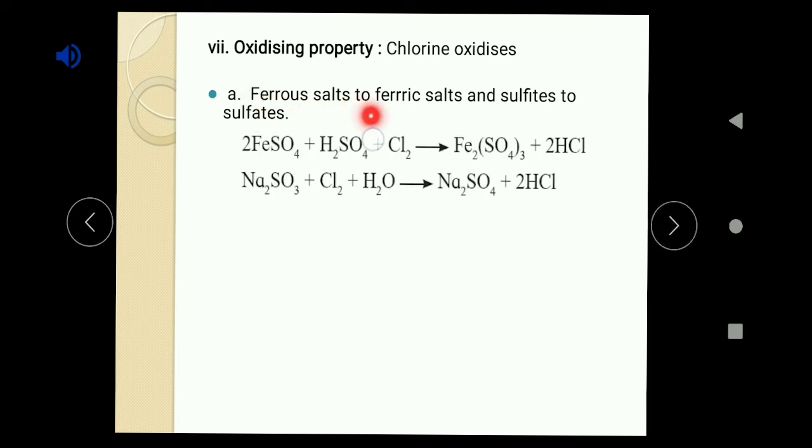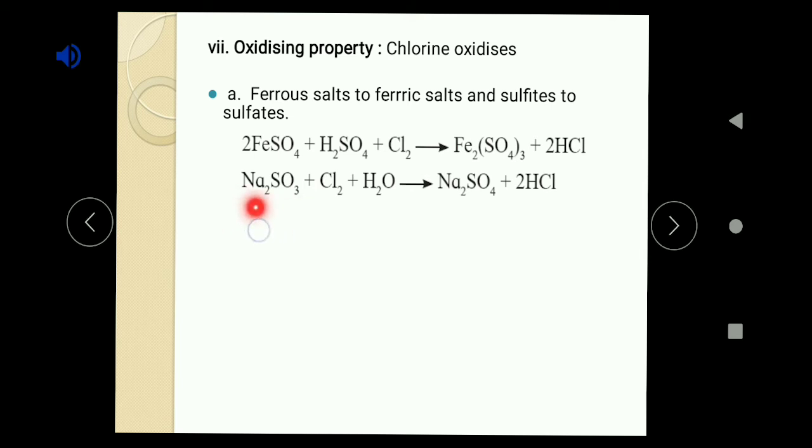So, ferrous salts are converted into ferric salts and sulfides to sulfates. It is oxidation. Why is it oxidation? So the oxidation state changes while converting from ferrous sulfate to ferric sulfate. So ferrous sulfate on treatment with sulfuric acid and chlorine gives ferric sulfate along with HCl. This is oxidation. If you calculate the oxidation number, you will see there is an increase in the oxidation number, which is one of the criteria of oxidation.